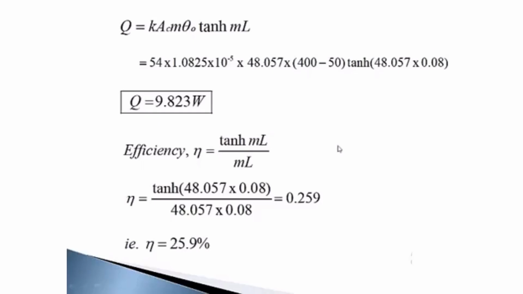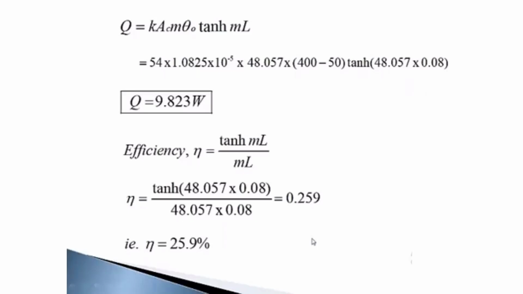Now to calculate the efficiency, you can use the formula which we have derived as tanh mL by mL. Tanh, hyperbolic function, m is 48.057. So efficiency is tanh of 48.057 into length 0.08, the length of the fin, divided by mL. Substituted, you get it as 0.259. That means it is only 25.9% efficient.